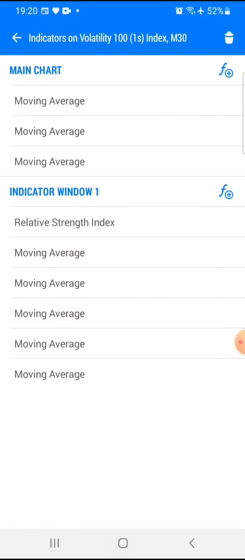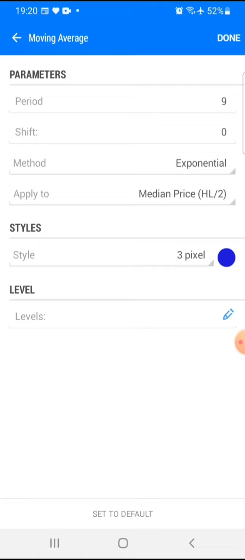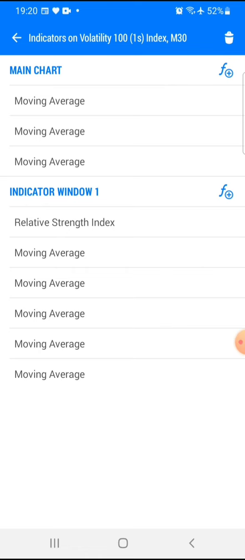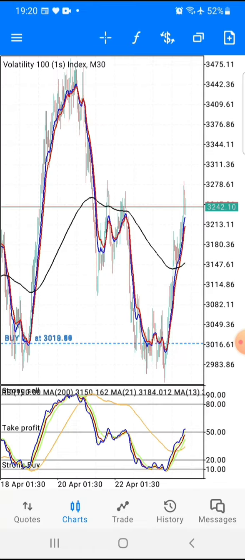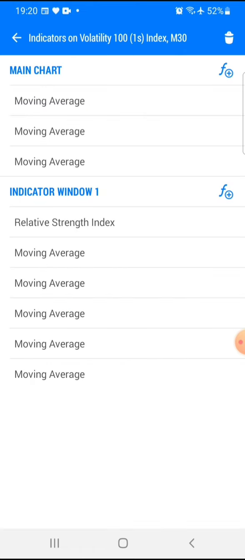So let me firstly jump to the indicators. On the main chart we have period 9, shift 0, method exponential, applied to median price, style 3 pixel. You press done, you go to the next one. The next one is period 13, shift 0, method exponential, applied to median price, style 3 pixels. You press done, you go to the next one.